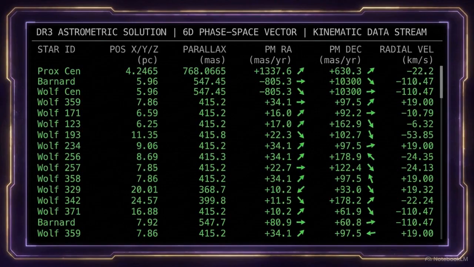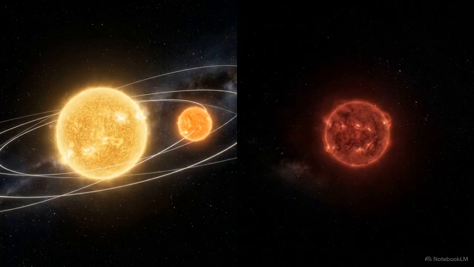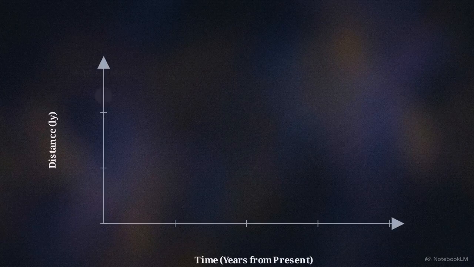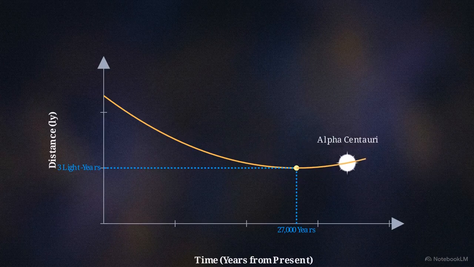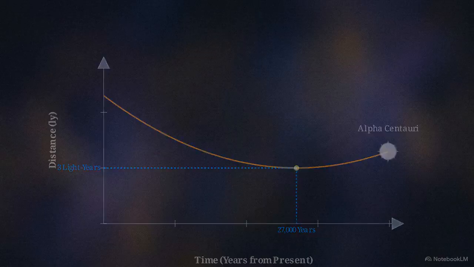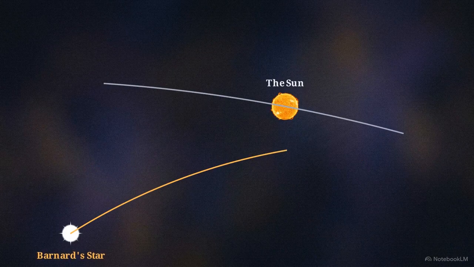By combining these six data points, astronomers can move past static observations. We can now run a predictive simulation of the galaxy, seeing where every star has been and where they are all going. Our current data shows that Alpha Centauri and Proxima Centauri are still drawing closer to us. In roughly 27,000 years, they will reach their absolute closest approach of about 3 light-years before they finally begin to recede. This timeline tracks the trajectory of Barnard's star, which possesses the highest proper motion of any known star.